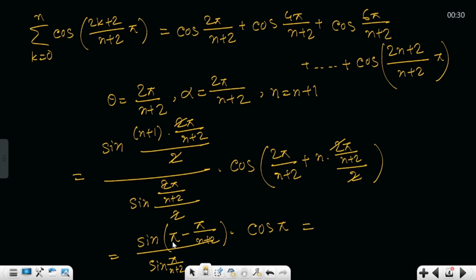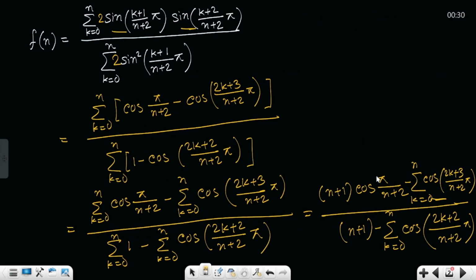So now here it is sine(pi minus theta) again, so that will be sine theta. So this and this term will be cancelled out again. So here it will be cos pi only left here. So cos pi is equal to minus 1, right? So we simplified this and got minus 1. Okay. Now we have to put these values in here.